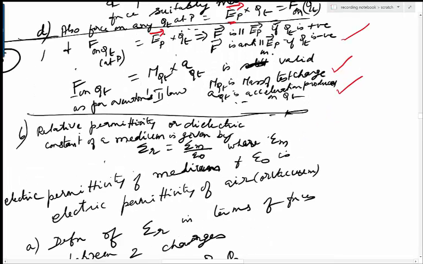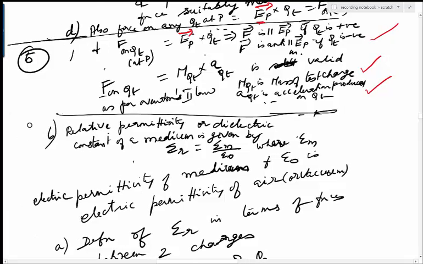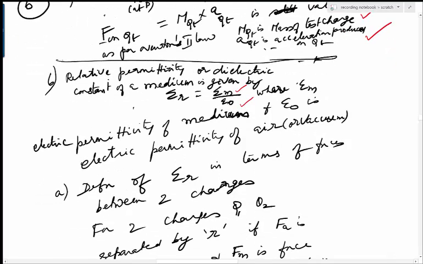Now coming to relative permittivity or dielectric constant of a medium, we're going to tell you how the electric permittivity of the given medium compares with the permittivity of air or vacuum. Now the dielectric constant epsilon r is given by epsilon m by epsilon naught, where epsilon m is the electric permittivity of the medium and epsilon naught is the electric permittivity of air. So the numerator will be the permittivity of the medium, the denominator is epsilon naught. You should remember that. Definition of epsilon r in terms of forces between two charges.